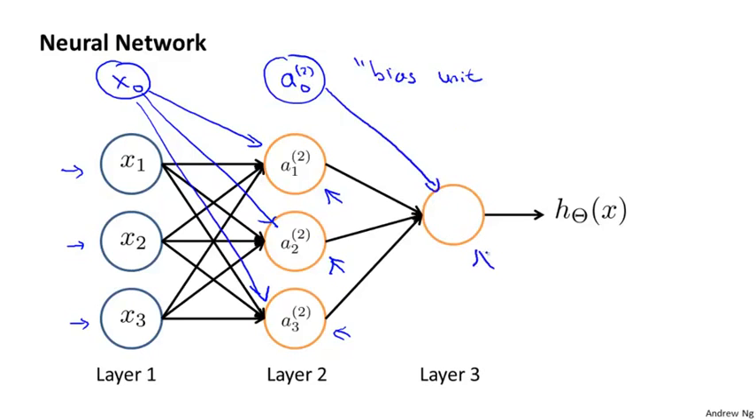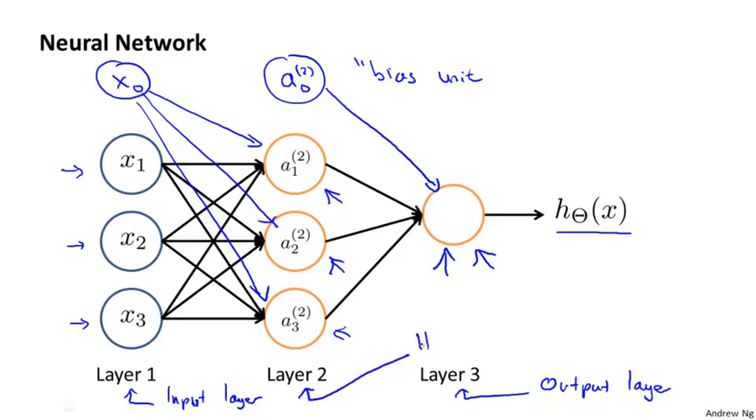And then finally, we have this third node at the final layer that outputs the value that our hypothesis h of x computes. To introduce a bit more terminology, in a neural network, the first layer is also called the input layer, because this is where we input our features, x1, x2, x3. The final layer is also called the output layer, because that layer has the neuron, this one over here, that outputs the final value computed by a hypothesis. And then layer 2 in between is called the hidden layer.